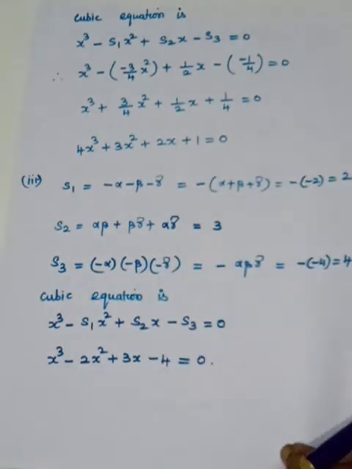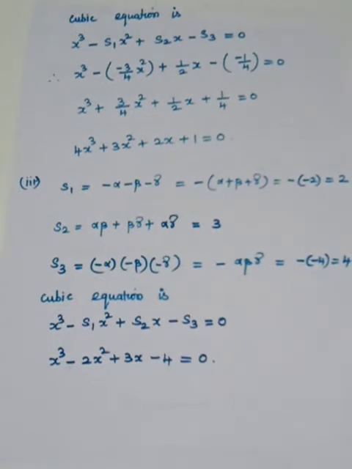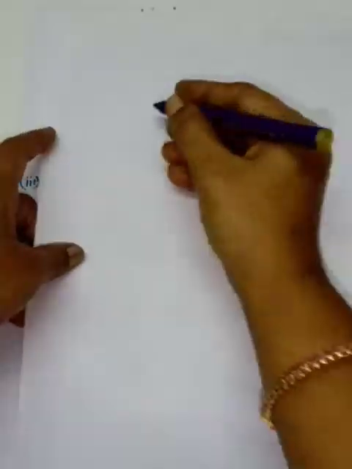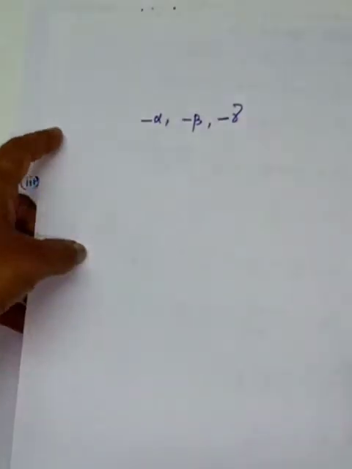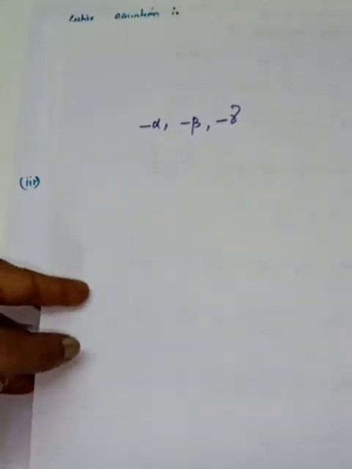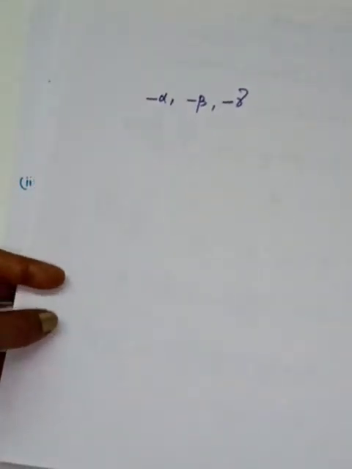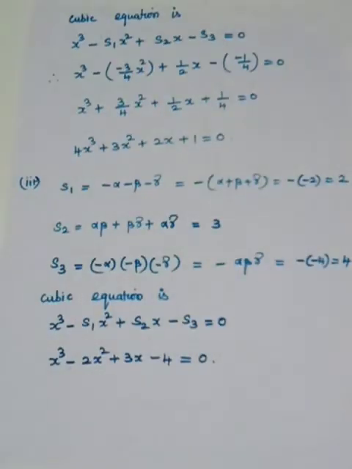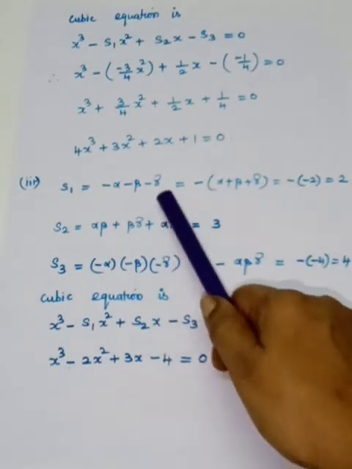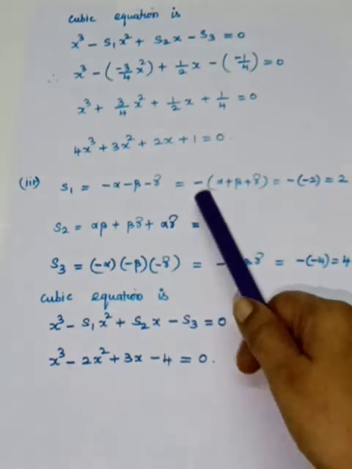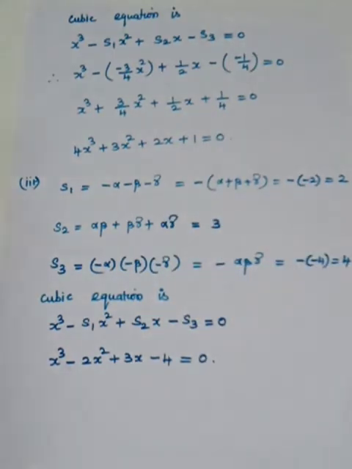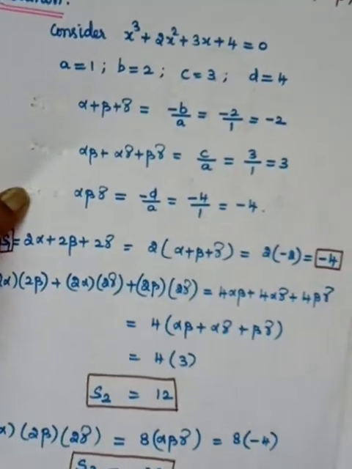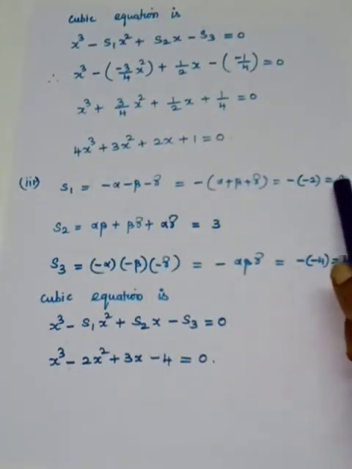And coming to the third subdivision, what are the roots? The roots are minus alpha, minus beta, minus gamma. What do you have to do? First you have to add all the roots taken one at a time. That is minus alpha, minus beta, minus gamma. If from all the roots you take minus out, it is alpha plus beta plus gamma. Already we have found alpha plus beta plus gamma. What is it? It is minus 2. So minus of minus 2, that is plus 2.